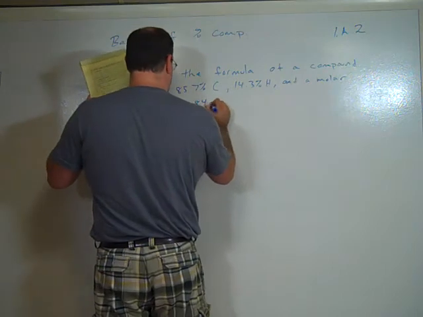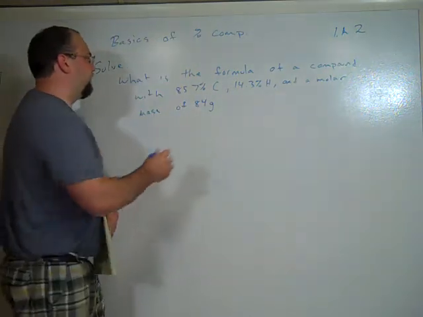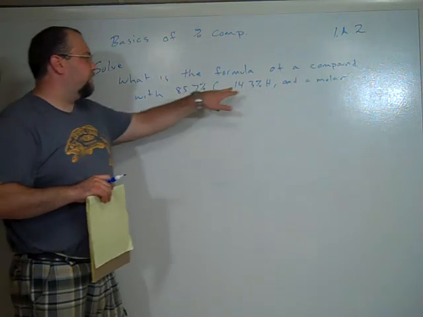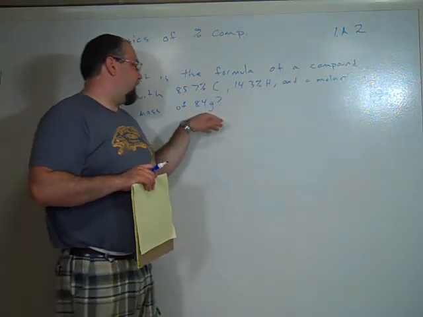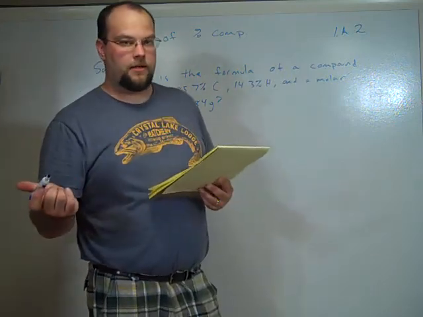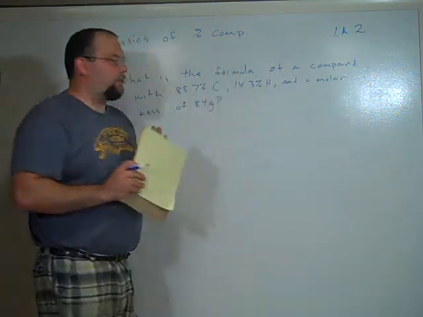of 84 grams. Okay, so what is the formula of a compound if it has 85.7% carbon, 14.3% hydrogen, and a molar mass of 84 grams? So you have to do exactly what we just did for this problem, and I will give you the answer in class.